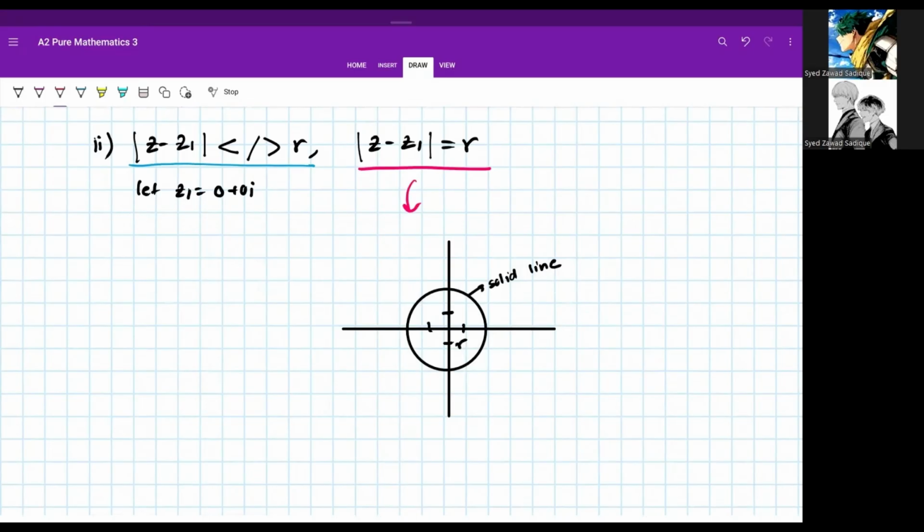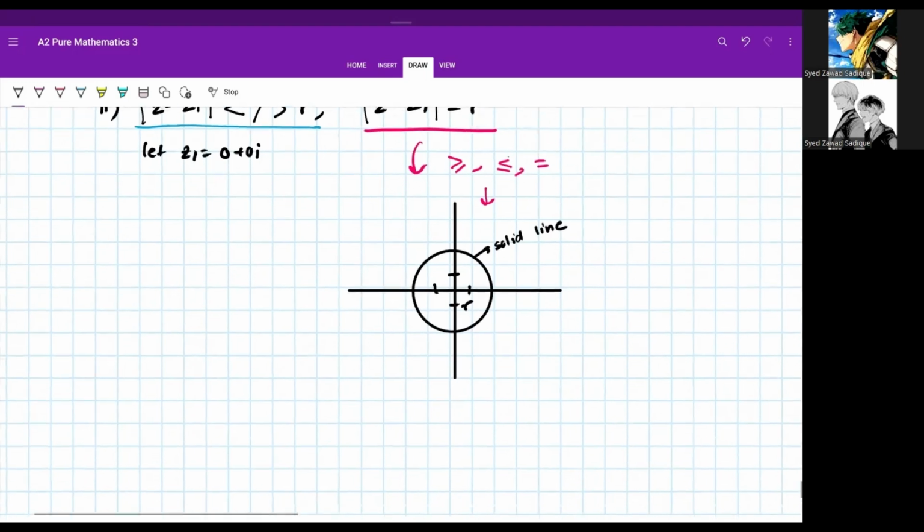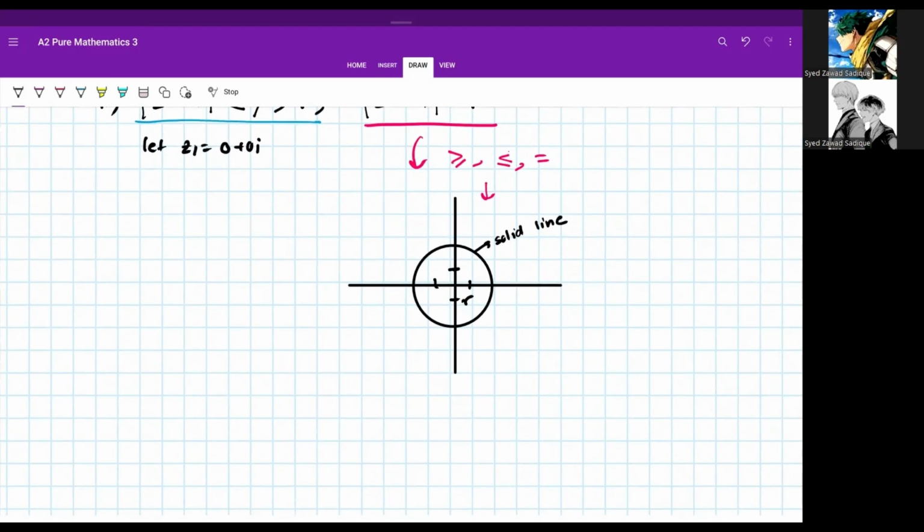If it says greater than or equal to, or less than or equal to, or equal to, then you draw a solid line. But if it just says greater or smaller, then you cannot draw a solid line.